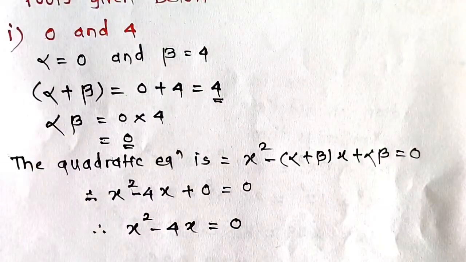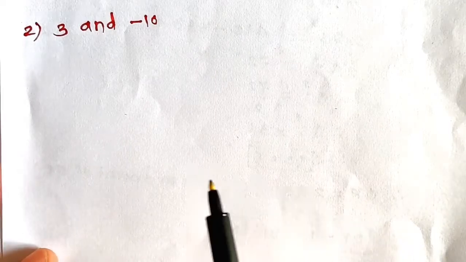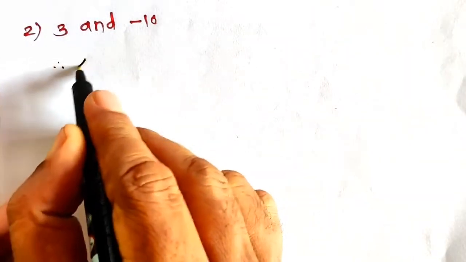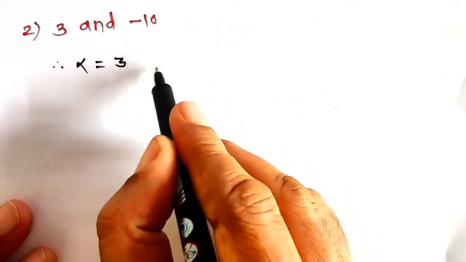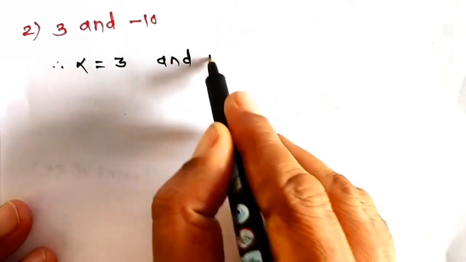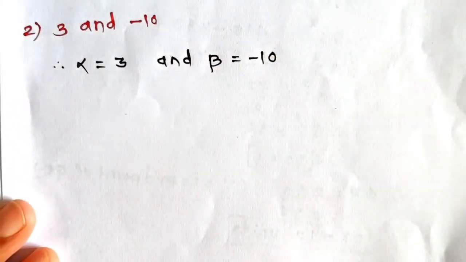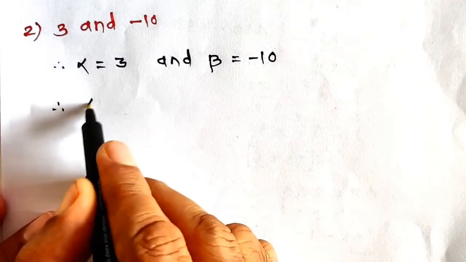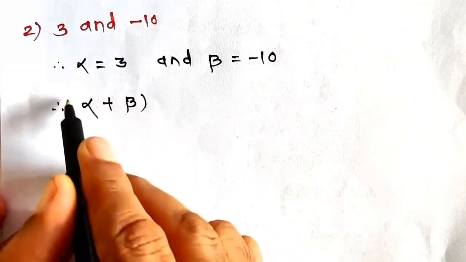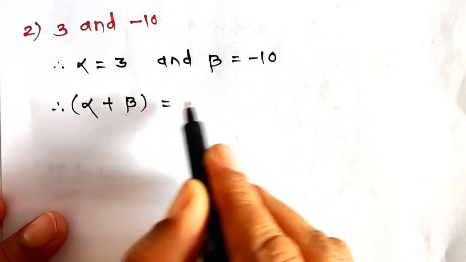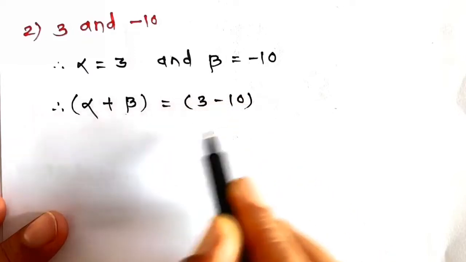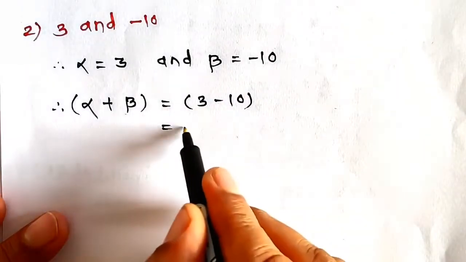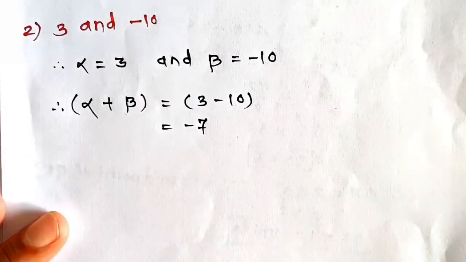So now let us see the second question. Here the values of alpha and beta are given again. These are 3 and minus 10. So alpha is equal to 3 and beta is equal to minus 10. Alpha and beta are the letters to denote the roots of the equation. First we have to find the value of alpha plus beta. So 3 minus 10 is minus 7. So alpha plus beta is equal to minus 7.